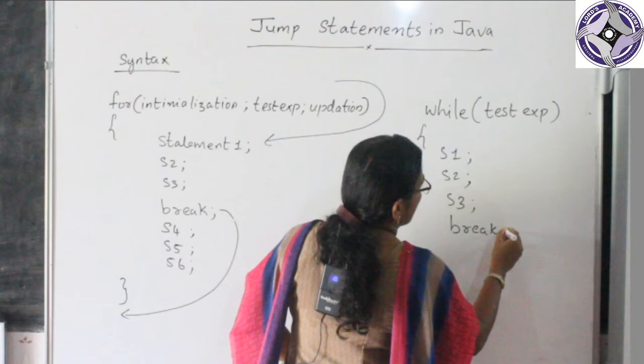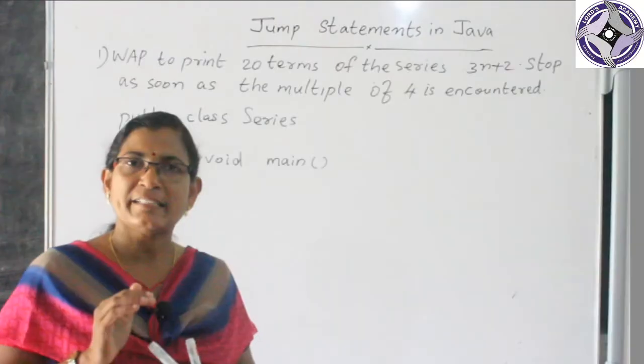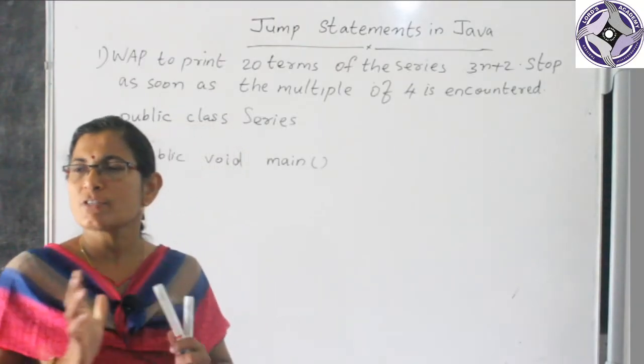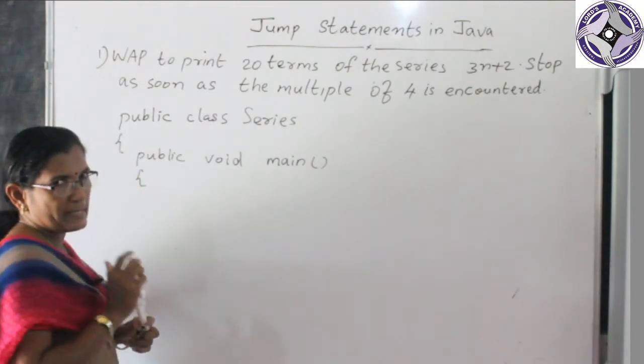Public void main, or display, or any name can be given by you, for the method. Variable n should be assigned with the value, and each term of the series should be calculated by using this formula. Twenty terms of the series should be printed, but when a multiple of 4 is encountered, control should go out of the loop. It should stop the program execution. So, that is the condition.